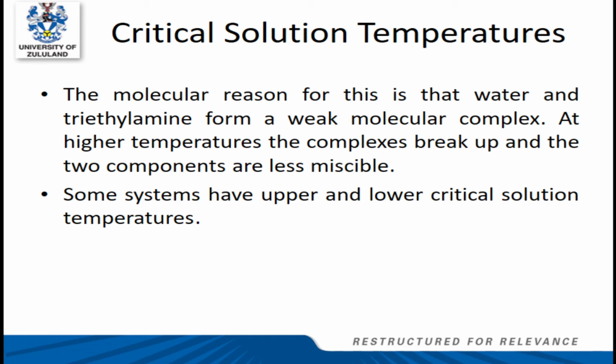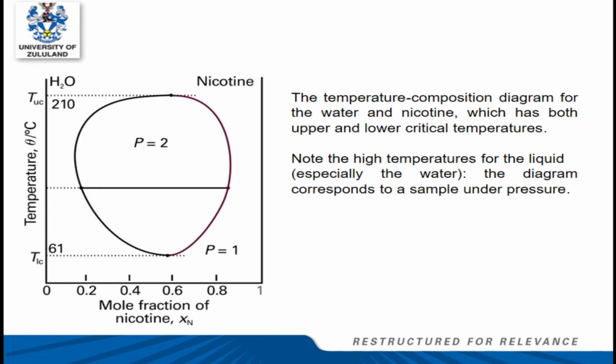But in some instances, it is also possible that within one system, we have both the upper critical temperature as well as the lower critical temperature. So let's look at this particular example. This is the temperature composition diagram for a mixture of water and nicotine, which has both the upper and the lower critical temperature. I think this diagram is not completely different from what I have shown you.